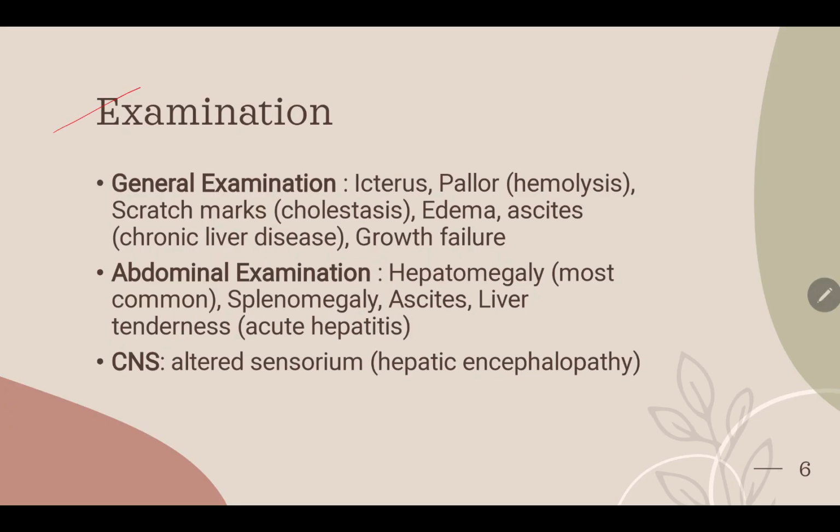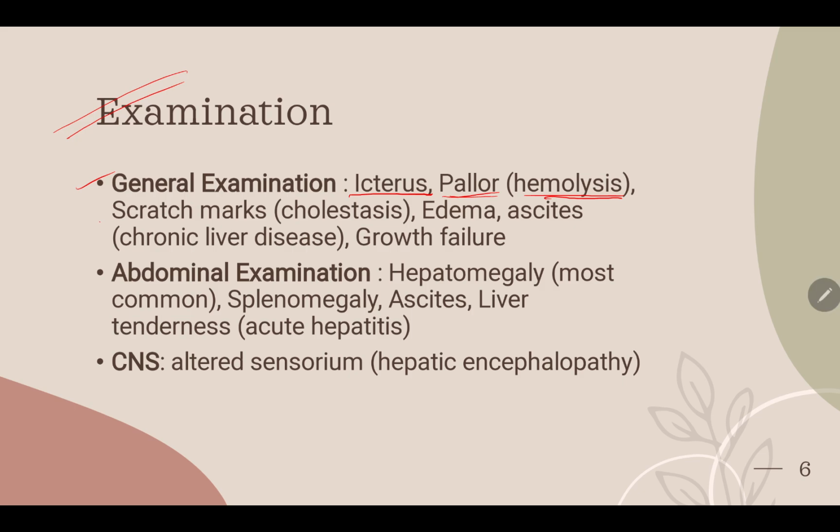So we'll go with examination of the child. First we have general examination. You have to check for icterus, which is present in sclera, and you can see skin of the child. Then pallor, that is because of hemolysis. So extremities are pale. You can also check lower palpebral conjunctiva.